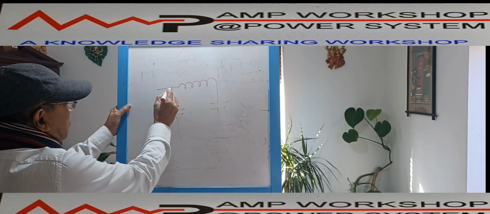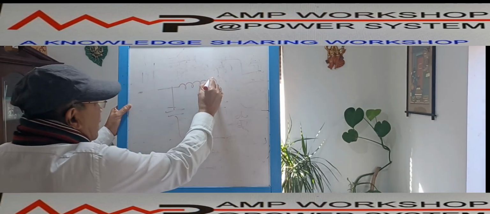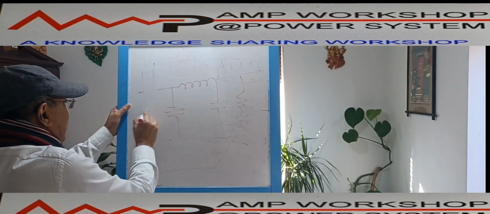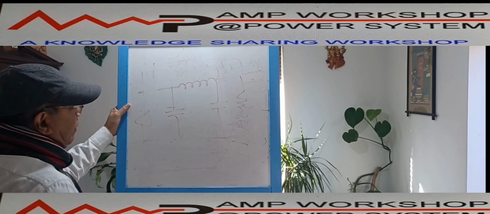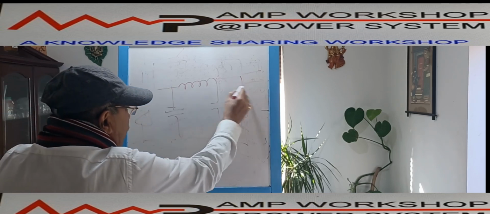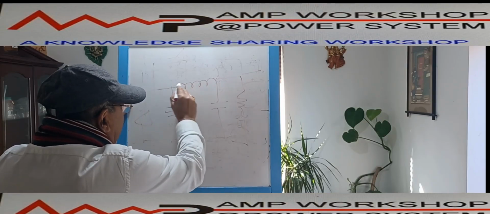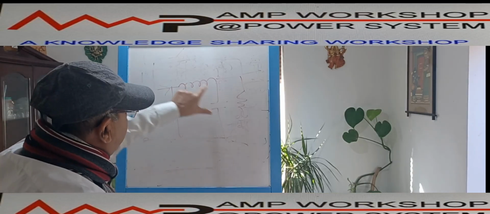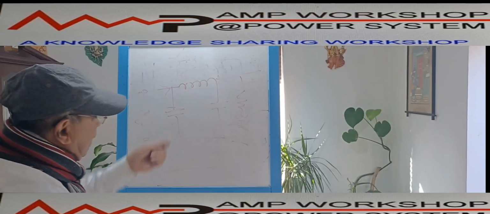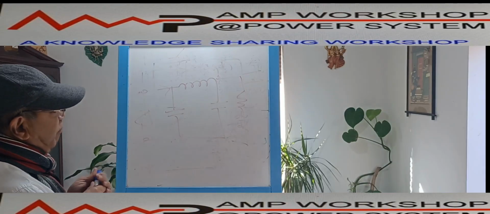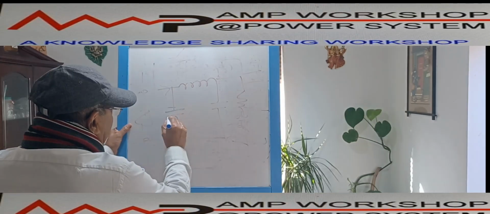Suppose this is my load, and this is my rectifier. What will happen over here? When the harmonics are passing, this is the output terminal of the rectifier, which is connected to the load, but before the load we have connected this pi filter. So you know how the pi filter works. This capacitor is in parallel.